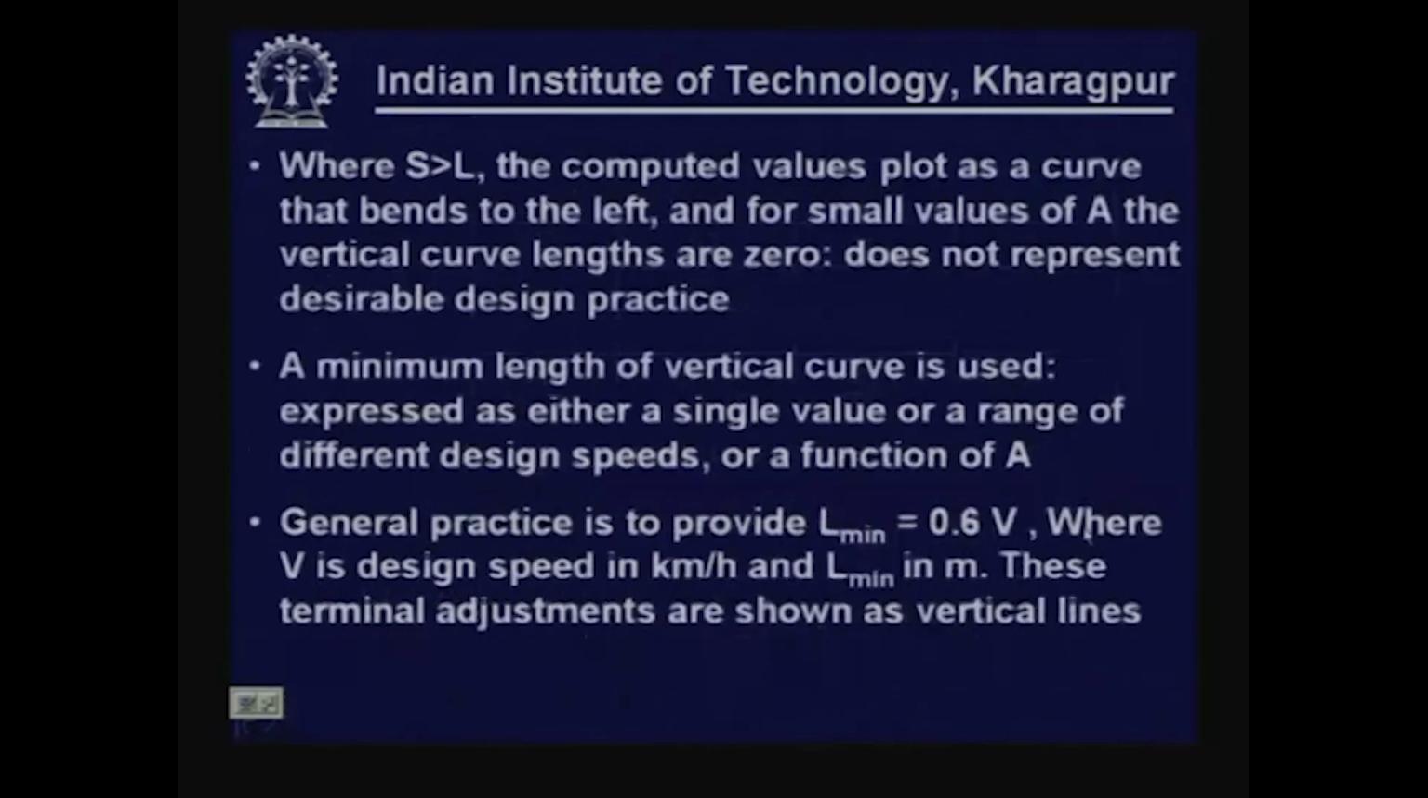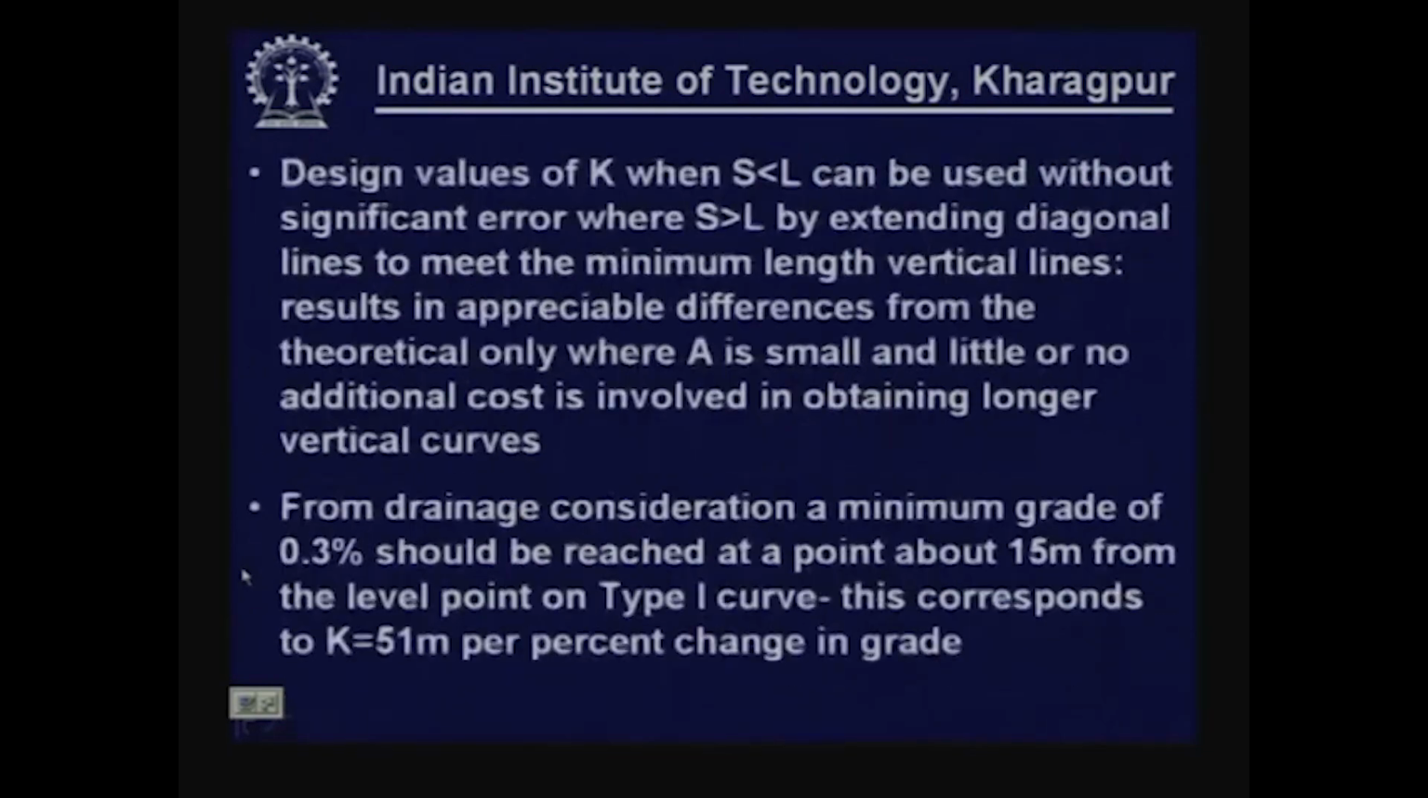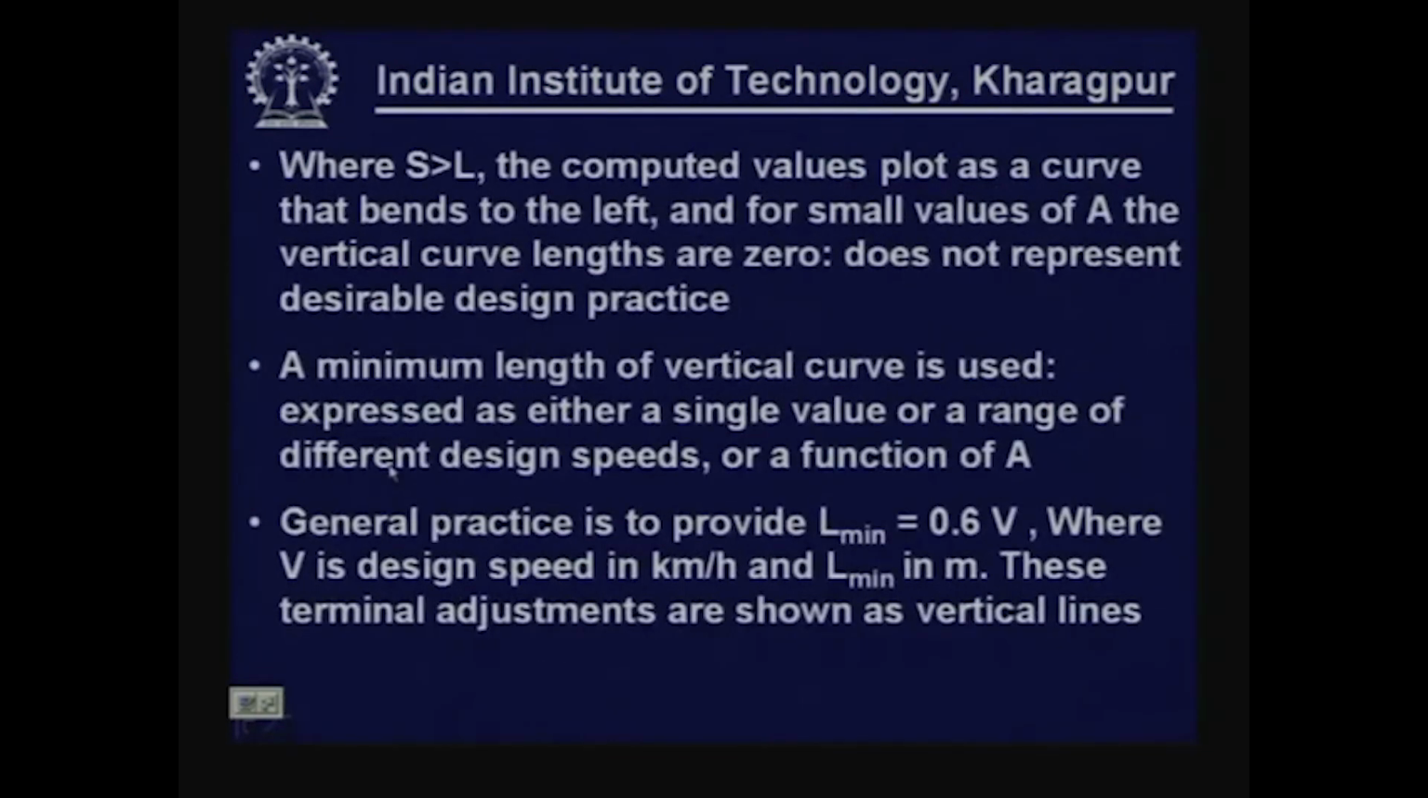and that is why, where S greater than L, the computed values plot as a curve that bends to the left, and for small values of A, the vertical curve lengths are 0. It does not present desirable design practice. You can again see that it is taking a turn to the left. So, it will be shape of that kind. Because it does not represent desirable design practice, a minimum length of vertical curve is used.